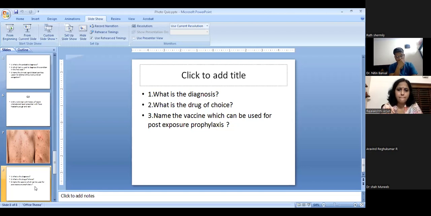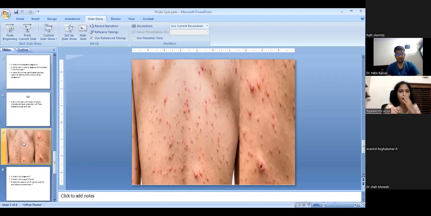First question is, what is the diagnosis? Second is, what is the drug of choice? Third, name the vaccine which can be used for post-exposure prophylaxis. So that is the end of the quiz, and all of you can submit the answers.